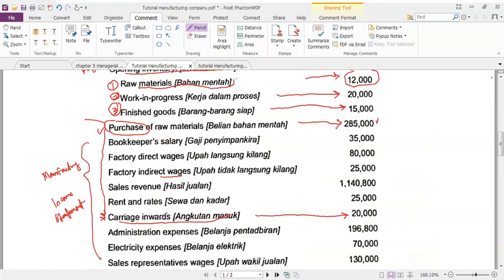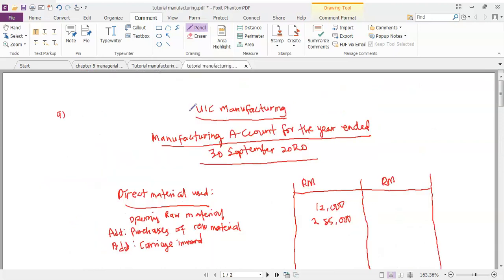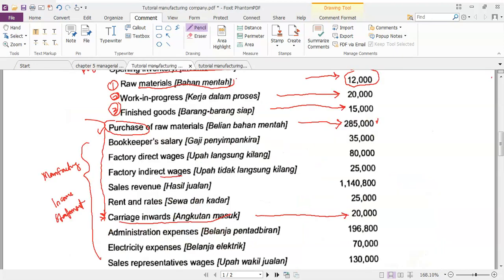Right. So how much is our carriage inward? Okay, do not forget to put carriage inward because if you did not put the items, okay, and then your answer will be wrong. Okay, 20,000. So you add on here 20,000. Okay. So after that, what should we do?